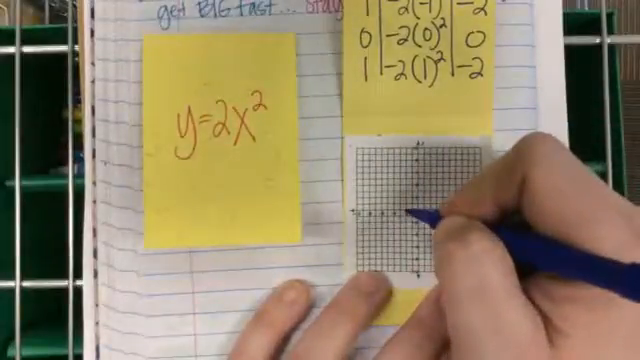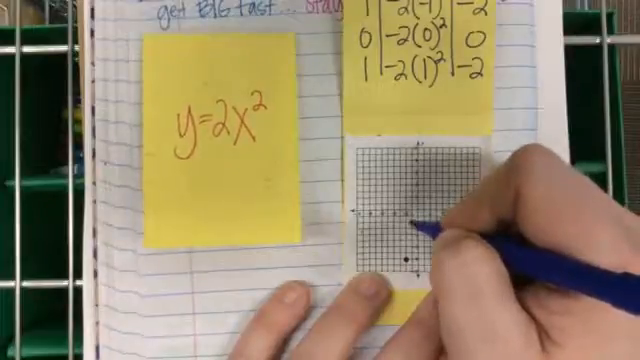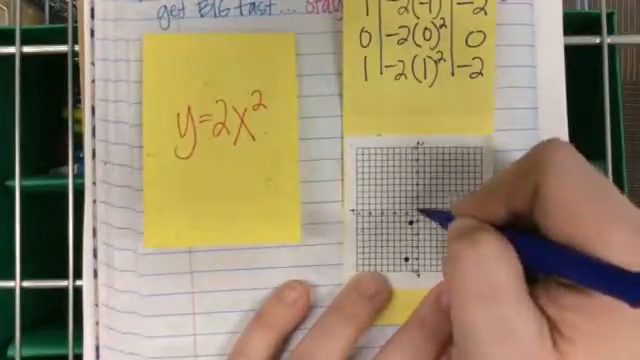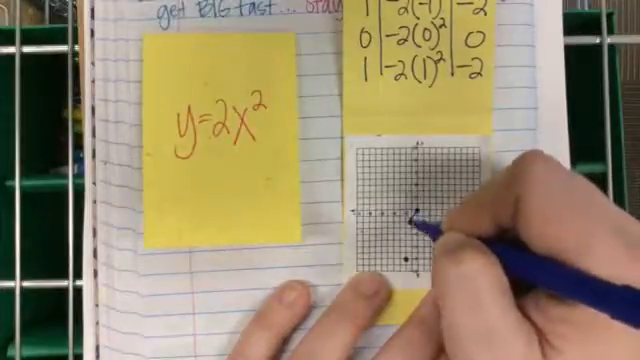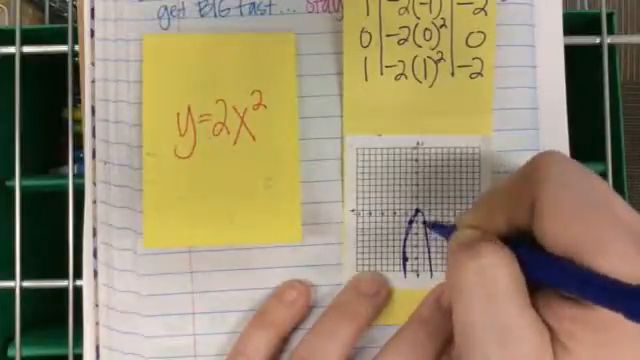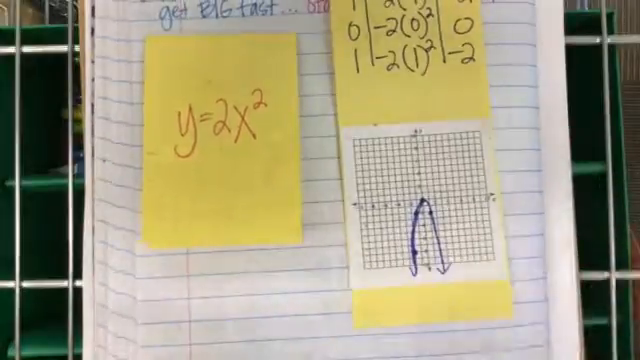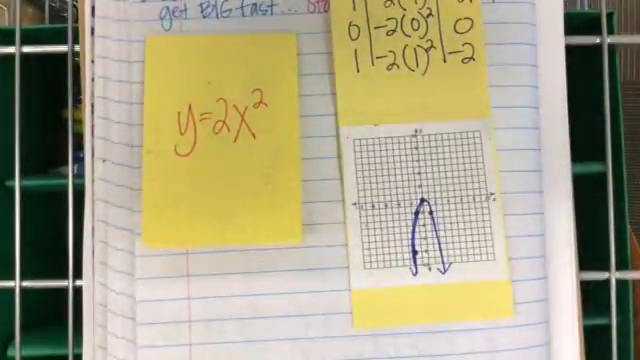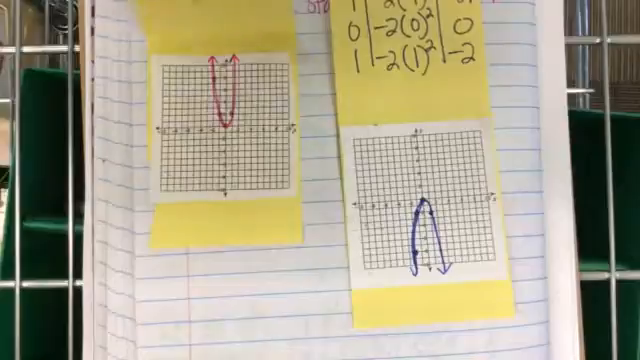So (-2, -8), (-1, -2), (0, 0), (1, -2). And again, remember, it's curved. No straight lines in a parabola. And what can you tell me? I heard, Evangeline, you said something. You noticed a relationship. What'd you find?